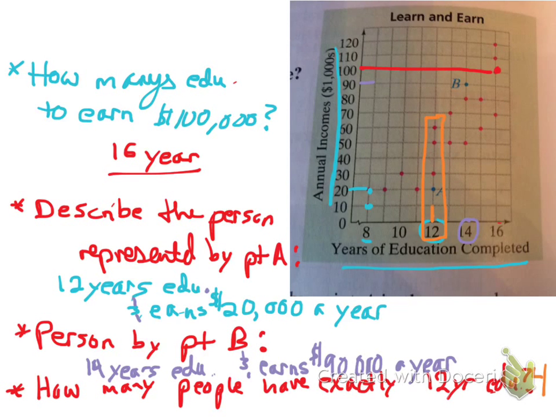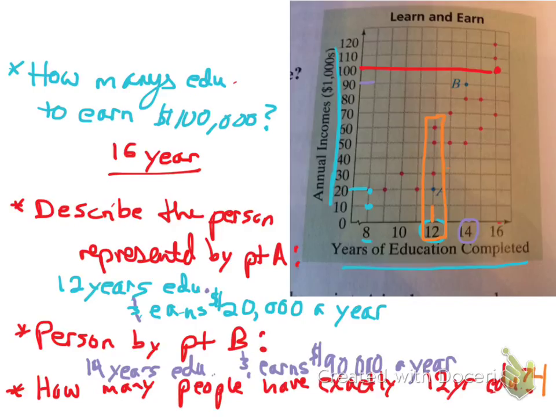Alright, you should have said that the person described by point A has 12 years of education, so on the 12 on the x-axis, and earns $20,000 a year. So it's on the 20 on the y-axis, and it's in terms of thousands. The person at point B has 14 years of education and earns $90,000 a year. And there are exactly 4 people, there's 4 data points, who have exactly 12 years of education.